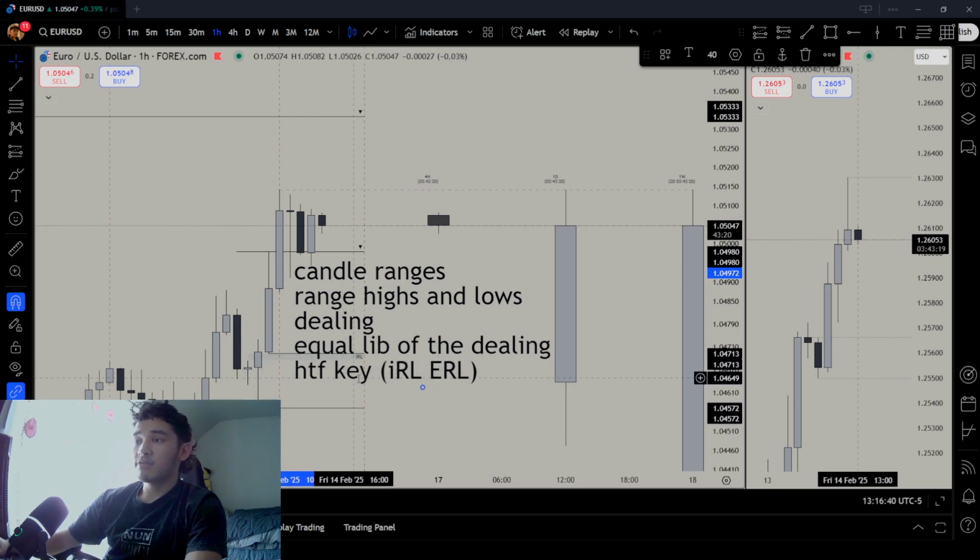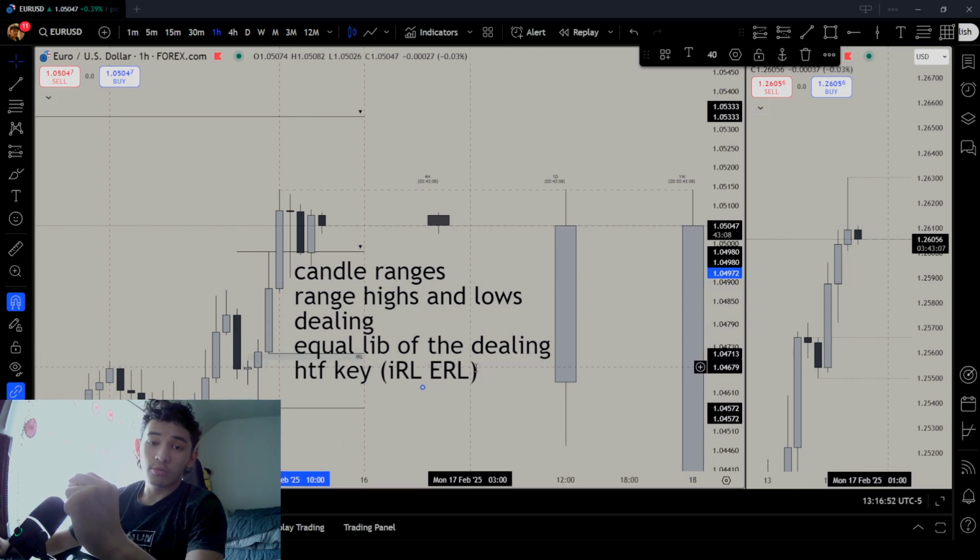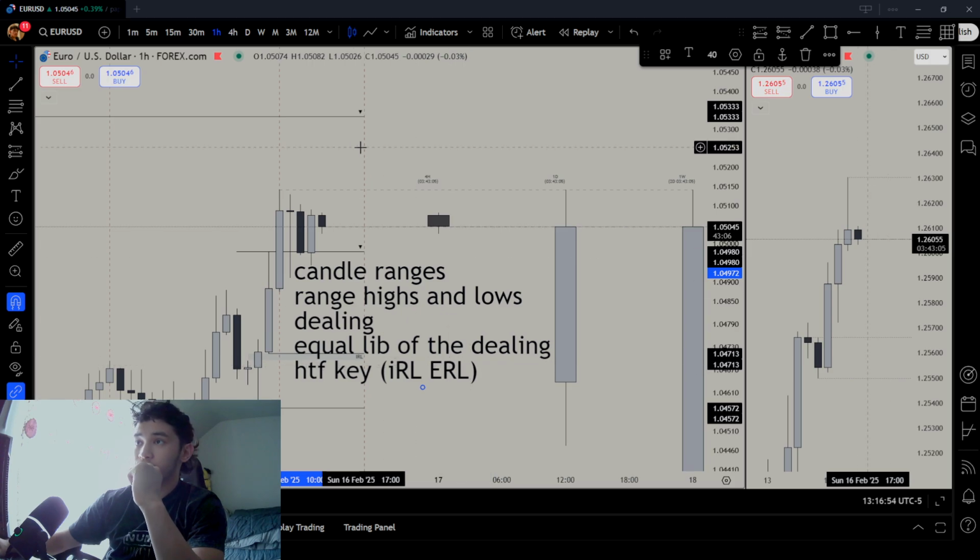For the higher time key level, mainly you guys only use this, which you should not be doing. You should be using equilibrium. You should be using the daily range. You should be using the range highs and range lows. You should be using the candle ranges, because these are all forms of drawn liquidity.